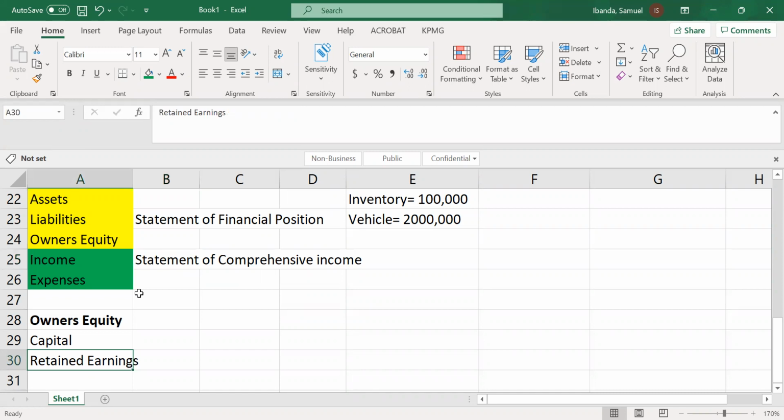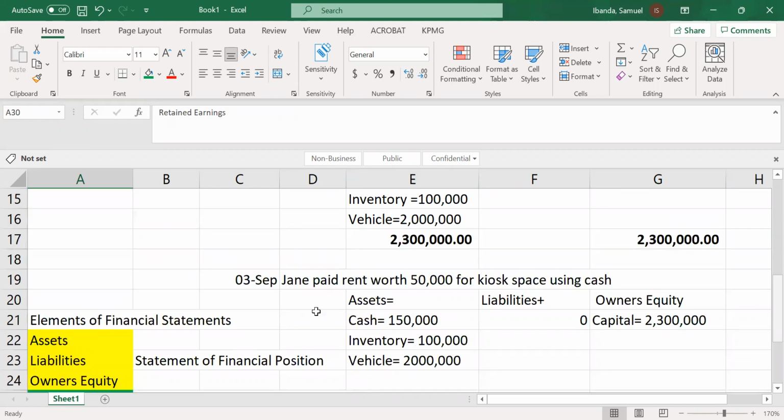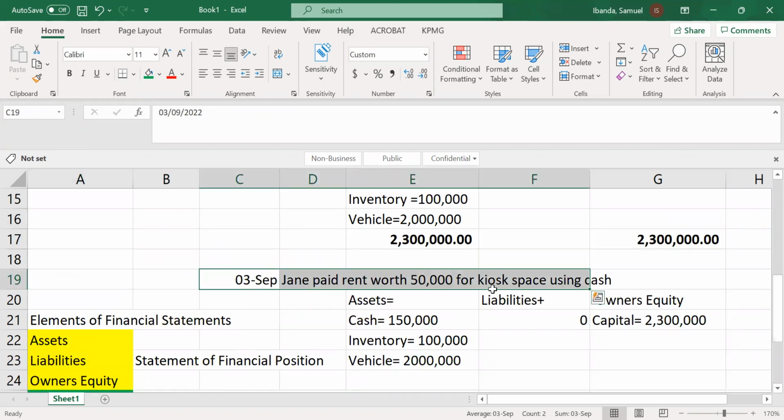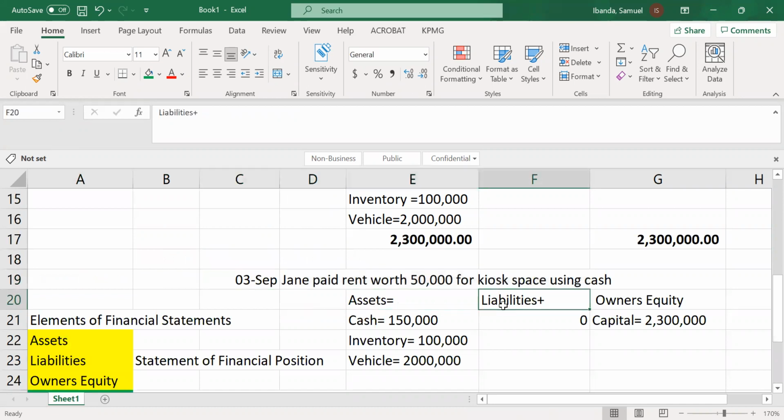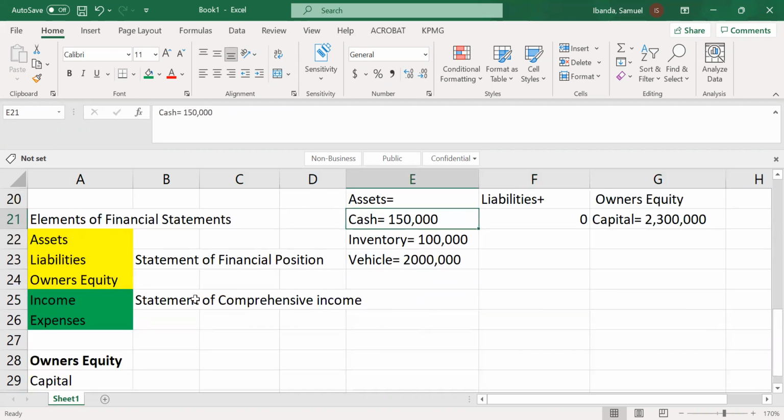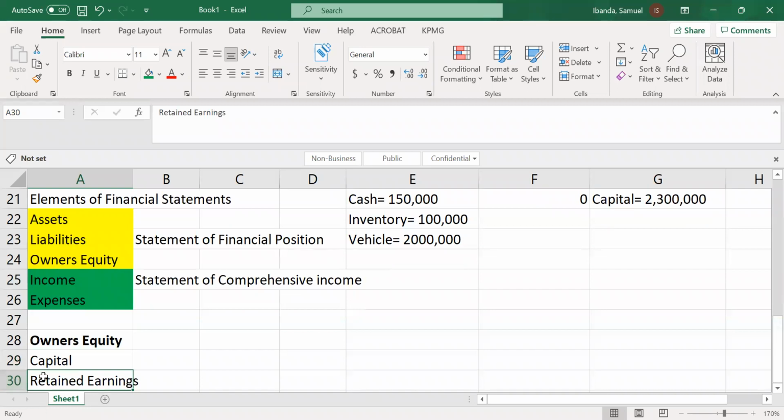Now, why am I saying so? In this transaction, we may not have rent as part of either assets or liabilities or owner's equity, but rent falls within the statement of comprehensive income, which is represented by a single item called retained earnings. The retained earnings is just the net of revenue minus expenses that we take to the balance sheet. And that's how the statement of financial position relates with the statement of comprehensive income. So these financial statements are interrelated.